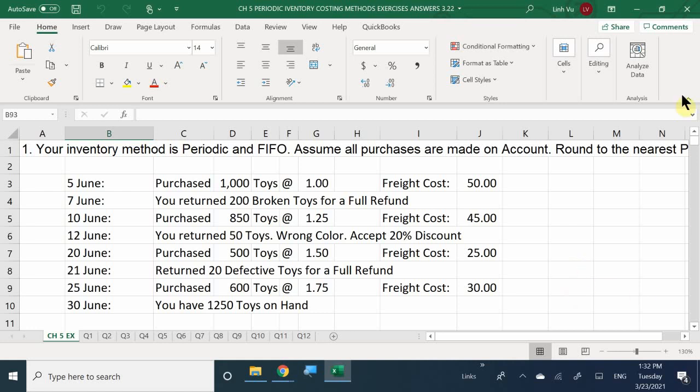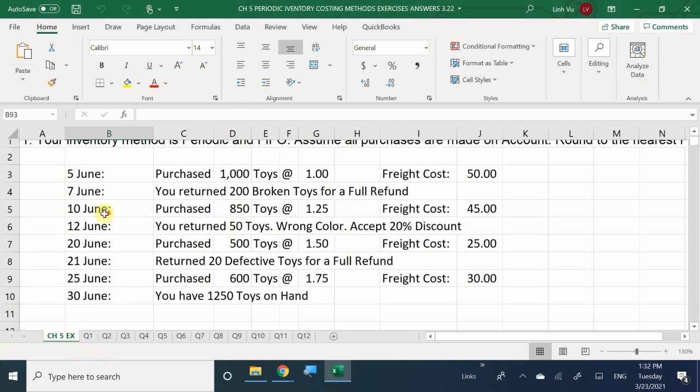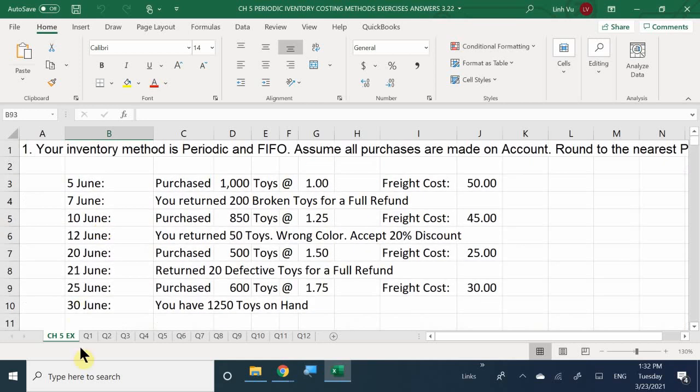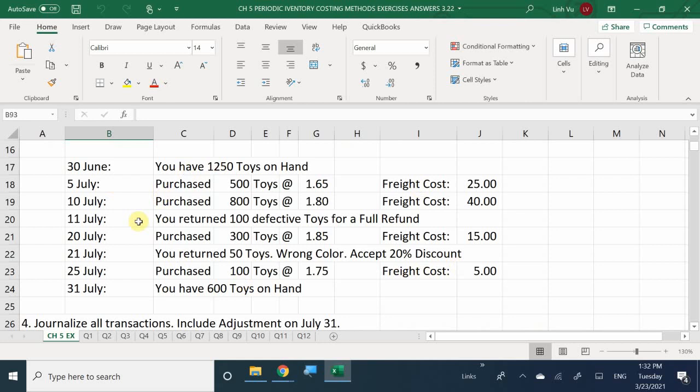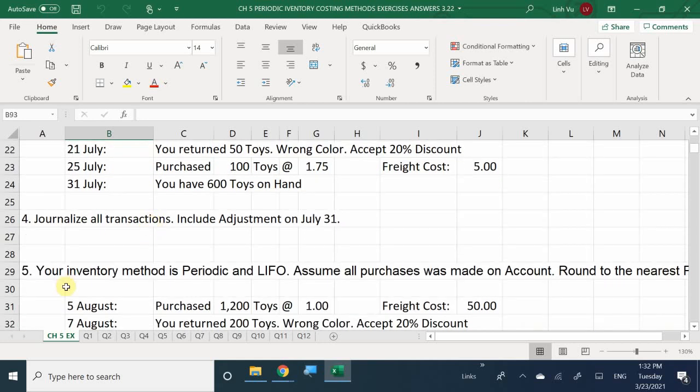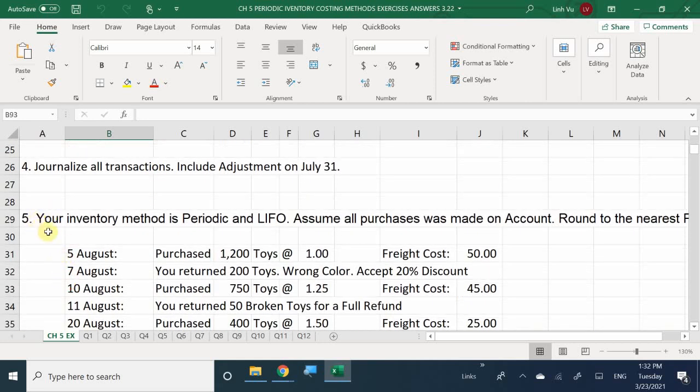All right. So, if you guys remember what happened yesterday, we went ahead and went through the chapter 5 exercise. We got to go through the first two sections, which was the scenario for June and July that dealt with FIFO. So now we're going to be continuing on with question number 5, but this time your inventory method is periodic and it's LIFO. Okay, assume that all purchases were made on an account, round to the nearest penny.